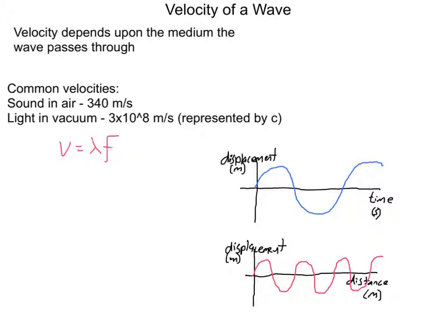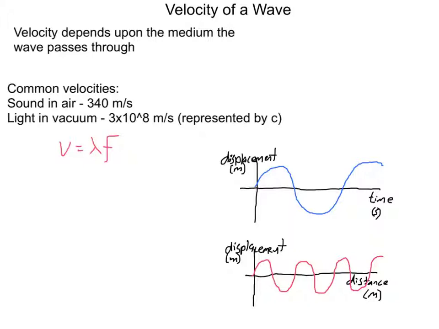Now, here's the weird part that I need to mention to you. Velocity only depends upon the medium the wave passes through. It does not depend upon the wavelength, and it does not depend upon the frequency, because those two things are being used to calculate it, but they are not being used to determine the velocity.